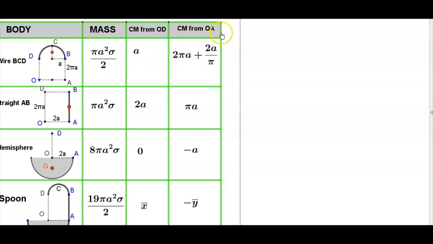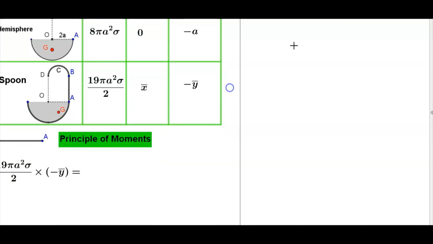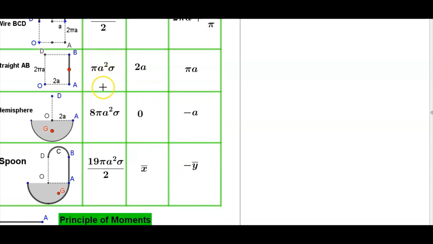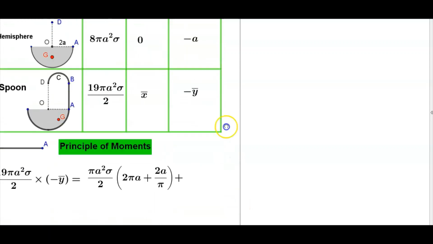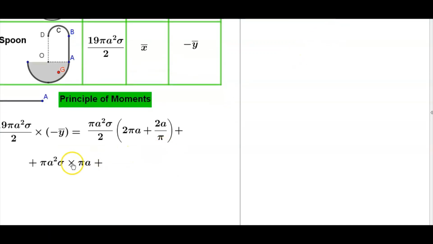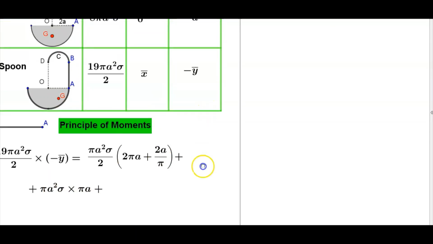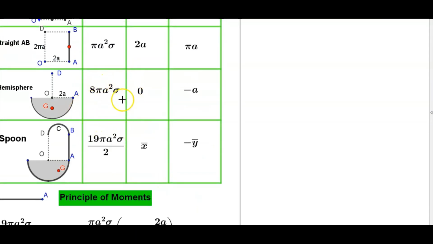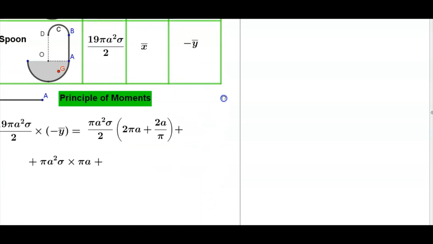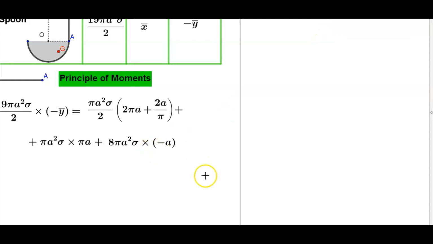this mass into this distance. Pi a squared sigma by 2 into 2 pi a plus 2a over pi. This one, semicircular portion, plus then for this one, this mass into this distance: pi a squared sigma into pi a. Then for this portion, this mass into this distance: 8 pi a squared sigma into minus a.